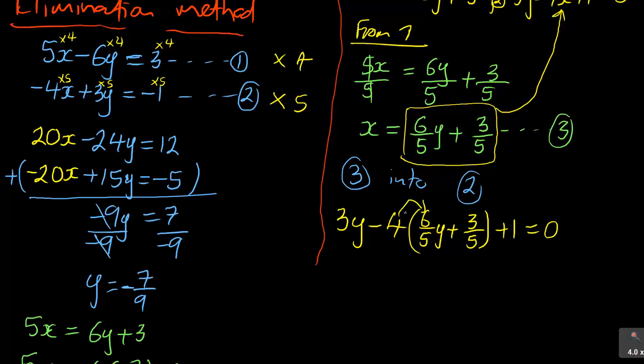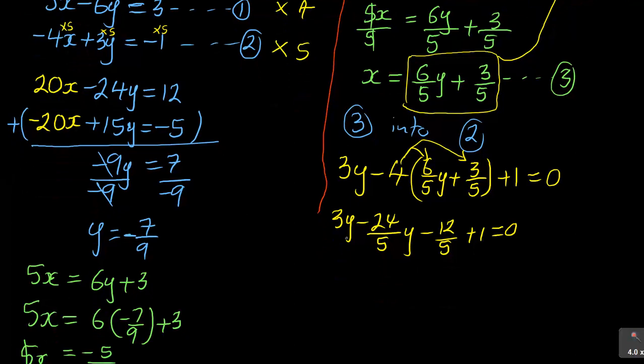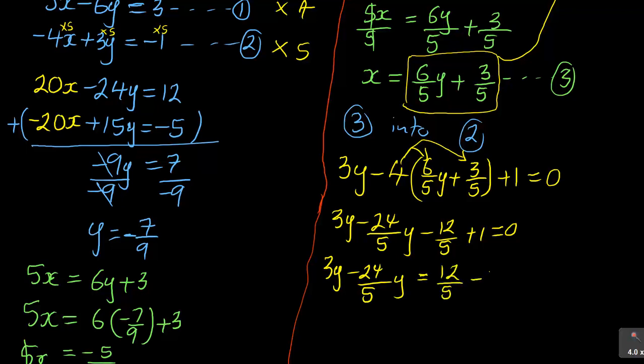In other words, you open that bracket such that you have got 3y, then you multiply that, it will give you minus 24. 6 times 4 is 24 over 5y, and then minus 4 times 3 over 5, it is minus 12 over 5, plus 1 is equal to 0. Now you collect your like terms, the y remain on one side, and the numbers on the other side of the equal sign. So you'll have your 3y minus 24 over 5y is equal to 12 over 5 minus 1.